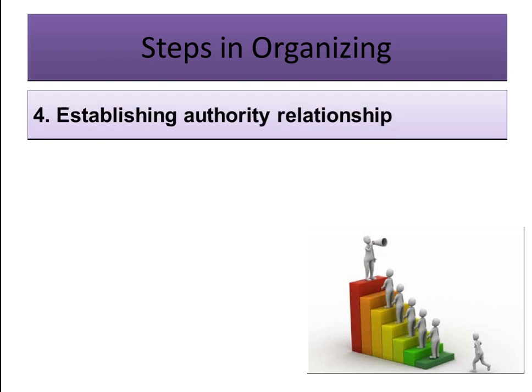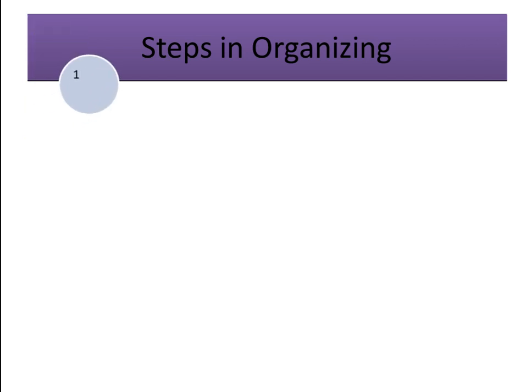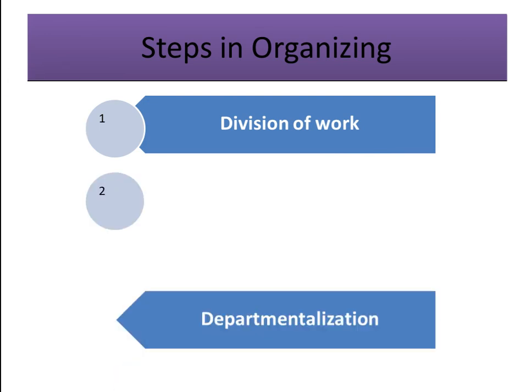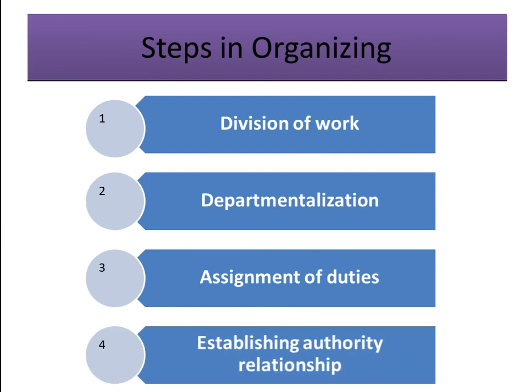Here we are deciding who has to report to whom. Authority responsibility relation we are clarifying here. After assigning duties, various positions in the organization are arranged in a hierarchy with a clear definition of authority and responsibility. Each employee should know from whom he has to take orders and to whom he is accountable. So steps in organizing: identification and division of work, departmentalization, assignment of duties and establishing authority relationship.